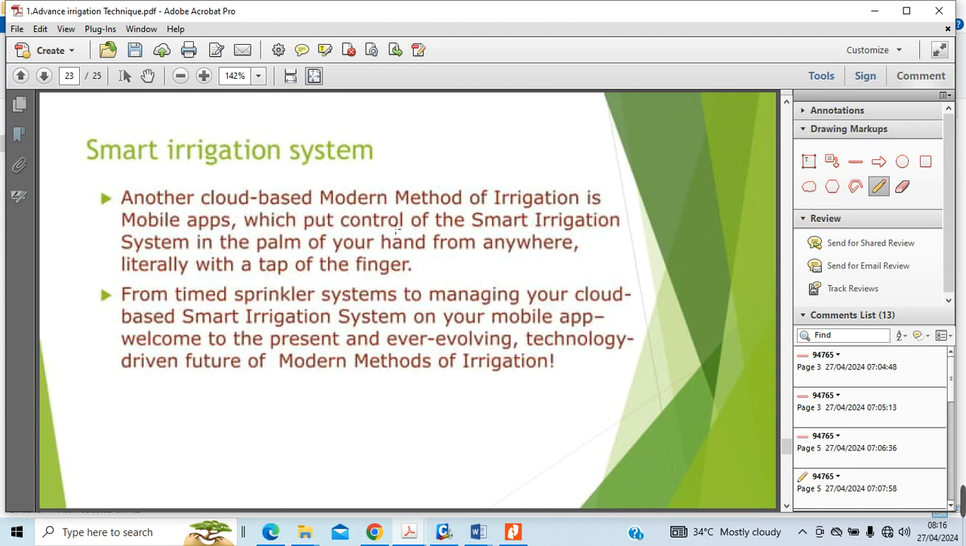Another cloud-based modern method of irrigation is mobile apps, which put control of the smart irrigation system in the palm of your hand from anywhere. From trimming the sprinkler system to managing the cloud-based smart irrigation system on your mobile app. Welcome to the present, the ever-evolving technology-driven future of modern methods of irrigation.